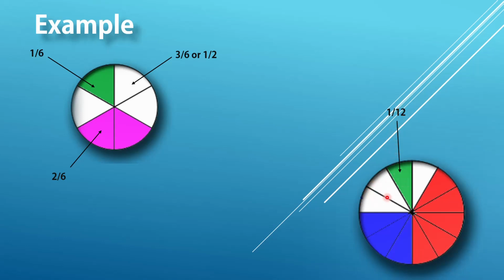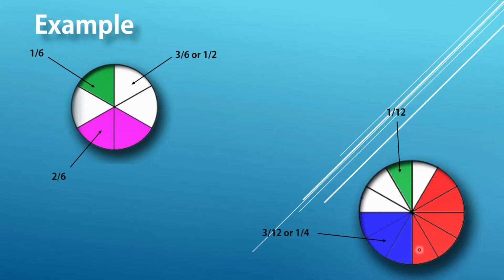Now next, this white one has been taken by the second person. How much has he taken? 3 by 12, so we can say 3 by 12, or 1 by 4. Same for blue: 3 by 12 or 1 by 4, because multiplying, 3 ones are 3 and 3 fours are 12.